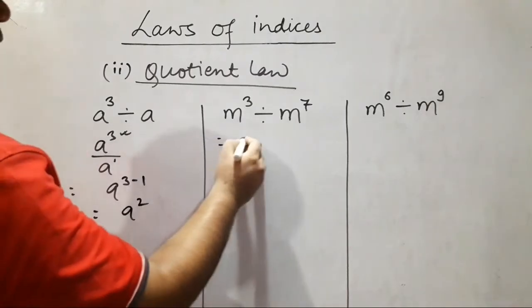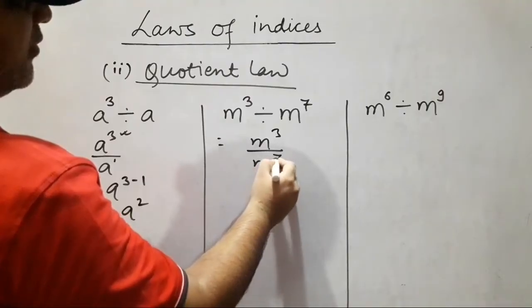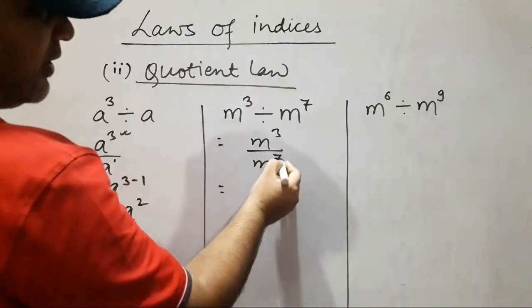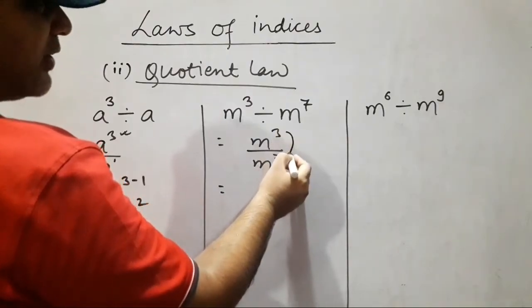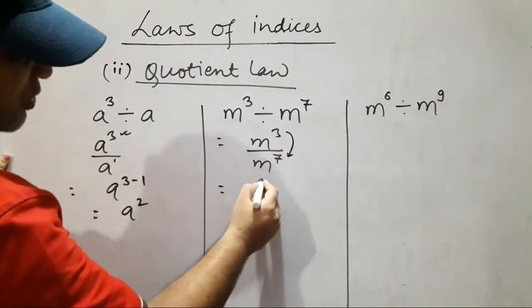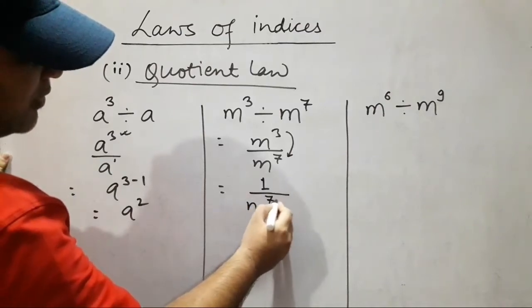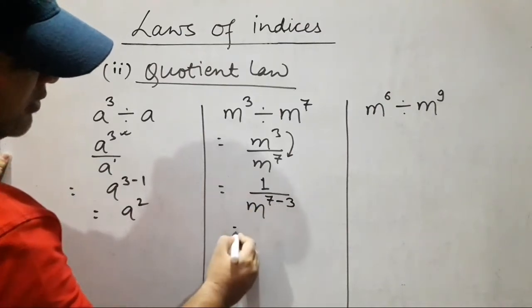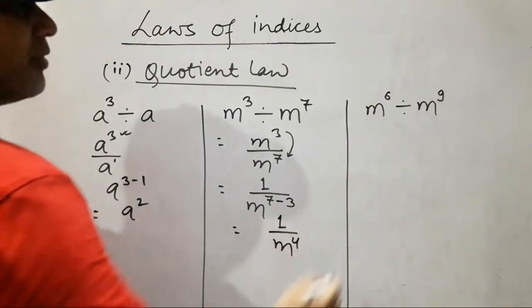Here m power 3 by m power 7. 7 is greater than power 3, so power 3 will be subtracted from power 7. So we can write it as 1 by m power 7 minus 3. 1 by m power 4.